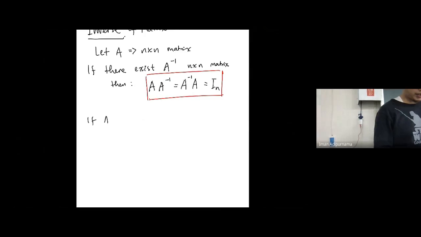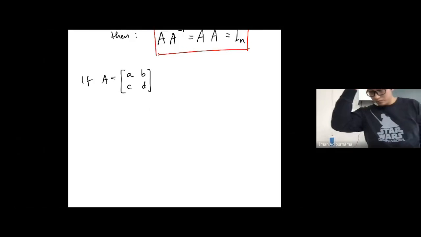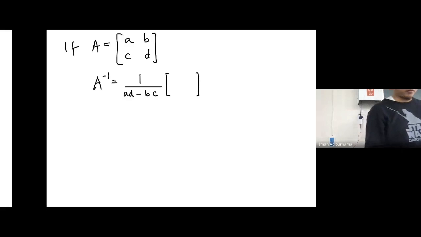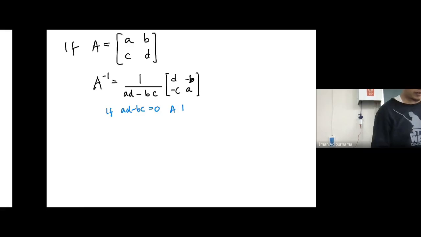If A is the 2 by 2 matrix with entries A, B, C, D, the inverse is defined by this formula. If AD minus BC is 0, A has no inverse.